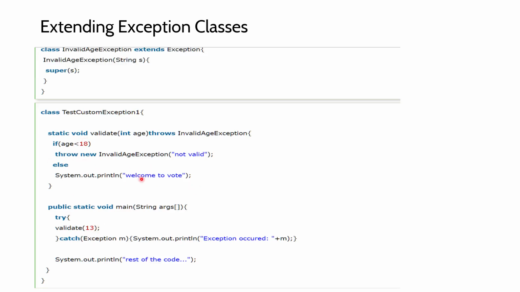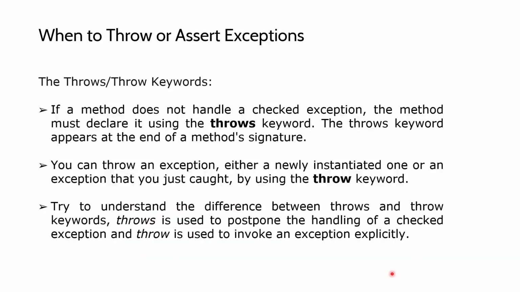If we had passed in an age that was greater than 18, we'd get a message here that they were welcome to vote, and obviously we don't throw the new invalid age exception there. So in this example here, the catch block is going to be outputting some messages to the user, so the user can recover or take some other types of action with running this application.